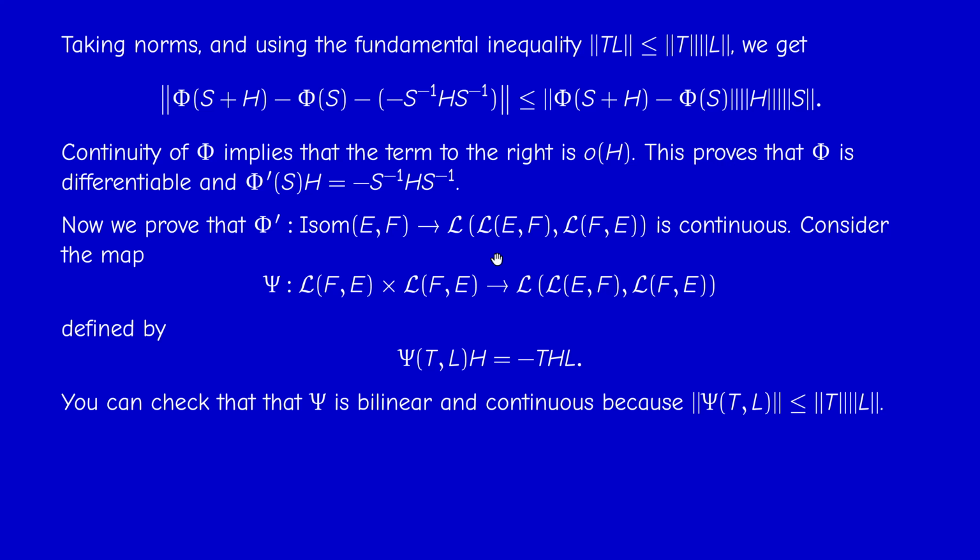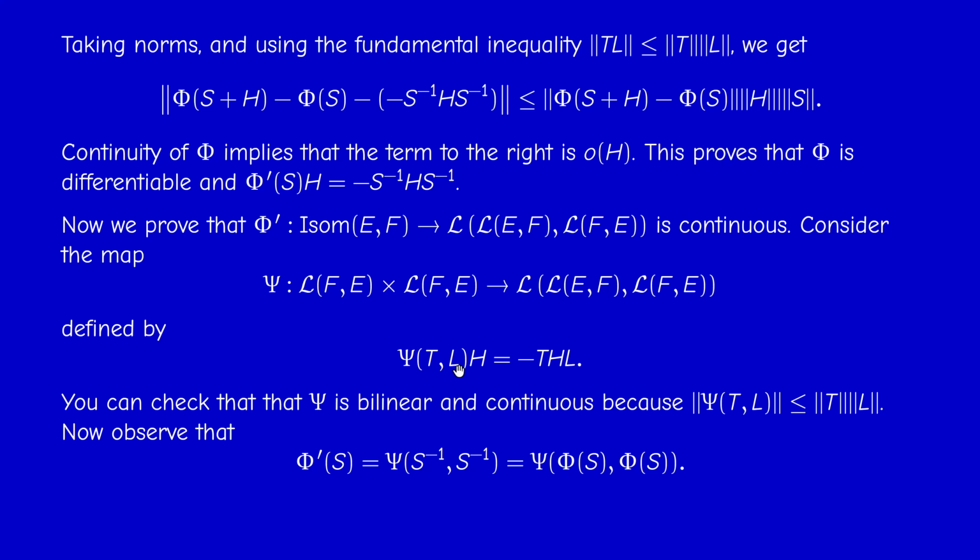Now finally, if I put s minus 1 instead of t and l, then phi prime of s is precisely psi of s minus 1, s minus 1, which is psi, the first component being phi, the second component being phi. So phi prime is a composition: phi is continuous and psi is continuous, so their composition is continuous. We go from s to the couple phi s, and then we compose by psi. So it's a composition of continuous maps, so it's continuous. Don't confuse continuity in h, which is a little bit simpler, and continuity in s, which is a little bit more complicated, but not terribly difficult. So this proves that phi is of class C1.